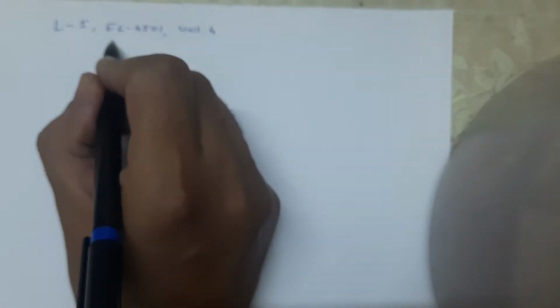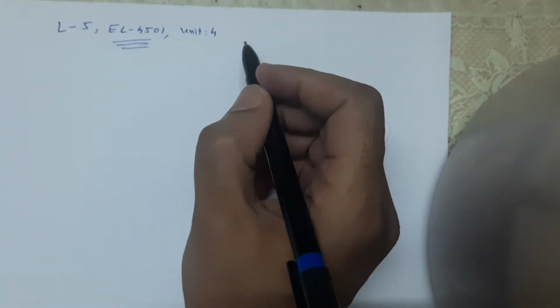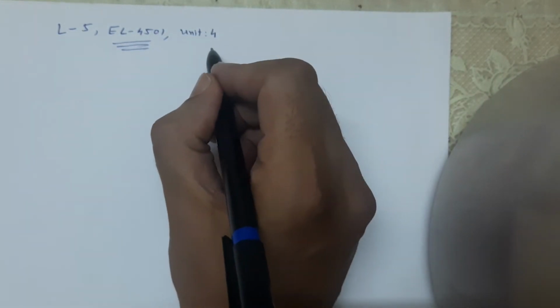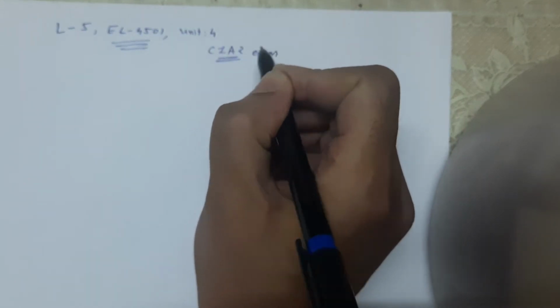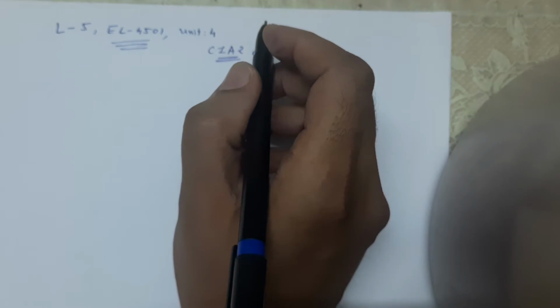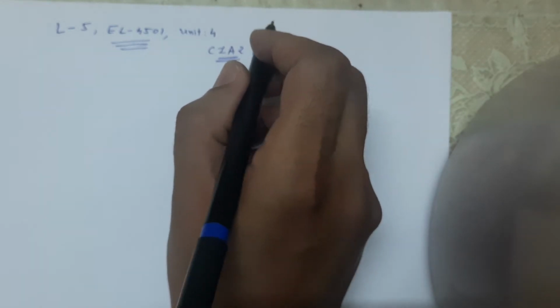In this lecture, this is lecture number 5, paper EL 4501, unit 4, CIA 2. From the examination point of view, we are discussing here the Schmitt trigger.